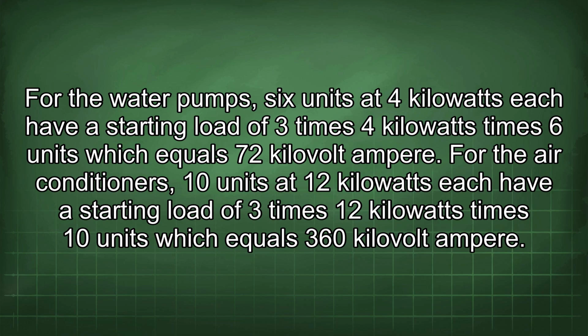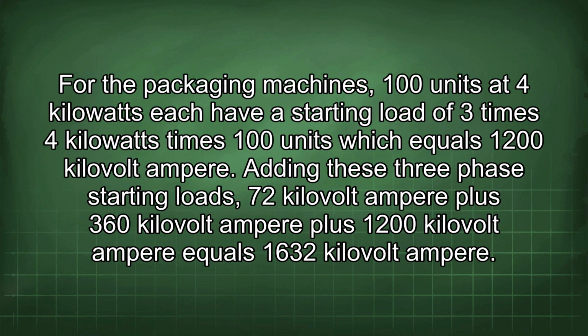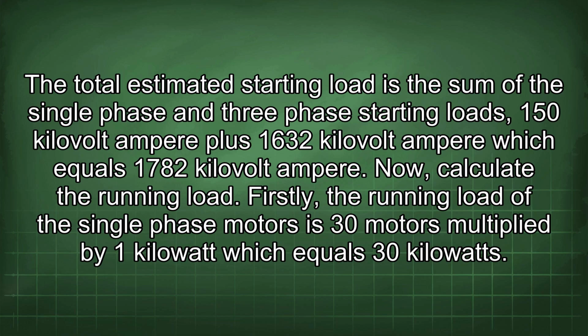For the air conditioners, 10 units at 12 kilowatts each have a starting load of 3 times 12 kilowatts times 10 units, which equals 360 kilovolt-ampere. For the packaging machines, 100 units at 4 kilowatts each have a starting load of 3 times 4 kilowatts times 100 units, which equals 1200 kilovolt-ampere. Adding these three-phase starting loads, 72 plus 360 plus 1200 equals 1632 kilovolt-ampere. The total estimated starting load is the sum of the single-phase and three-phase starting loads, 150 plus 1632, which equals 1782 kilovolt-ampere.